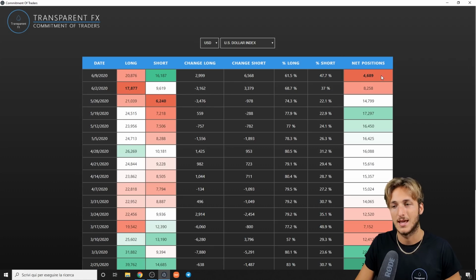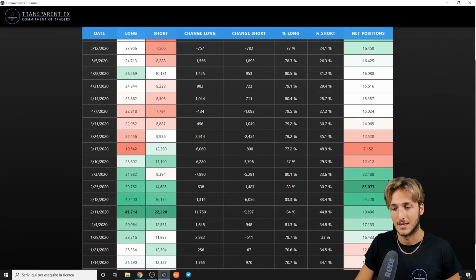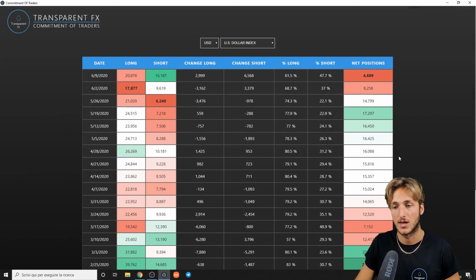Currently we are sitting at 4.6k net positions, which is one of the lowest levels that we had in the past. We were sitting here at 25K. Now we're sitting at 4K.